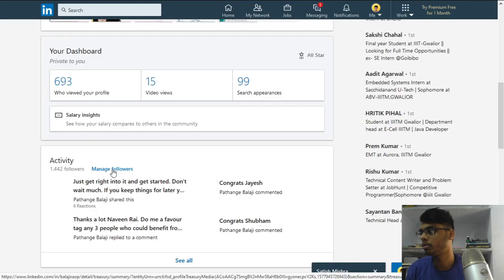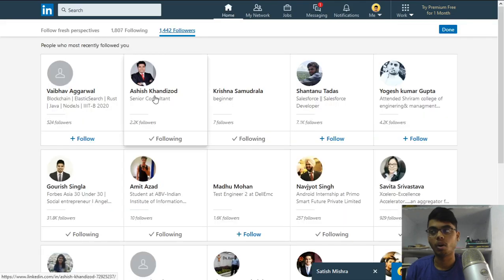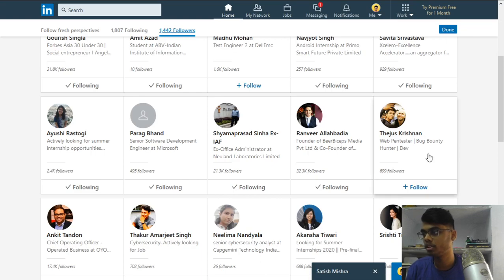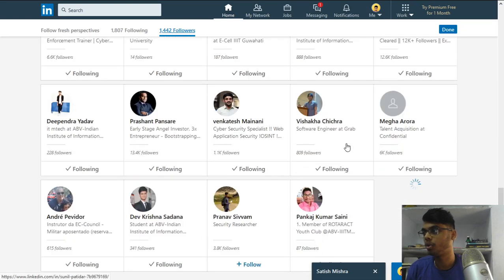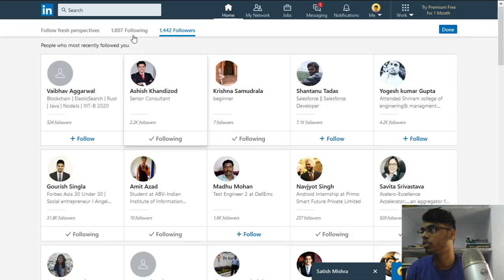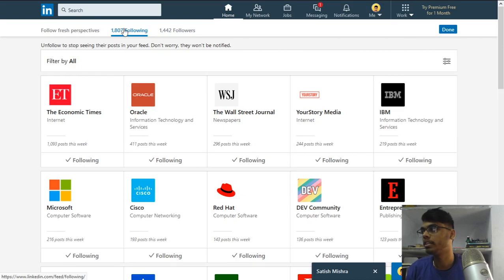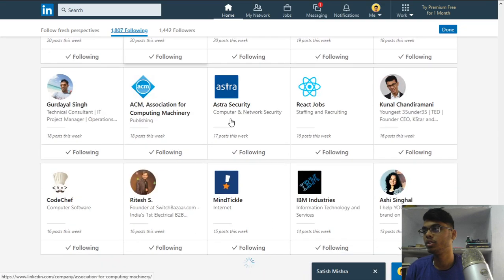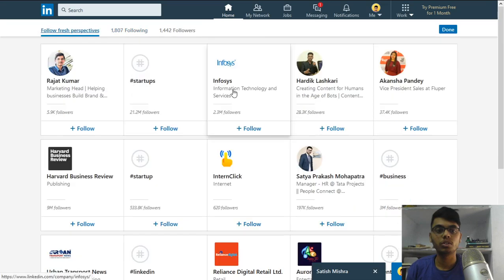You can also manage your followings actually. If you are not willing to follow anyone, you can just remove them over there so that you don't get their notifications. If I click like this, it just unfollows. Okay, so that's all for this. These are my followers, and these are the things I'm following. I follow a lot of organizations as well. So it allows you to glance through what you follow and who follows you.